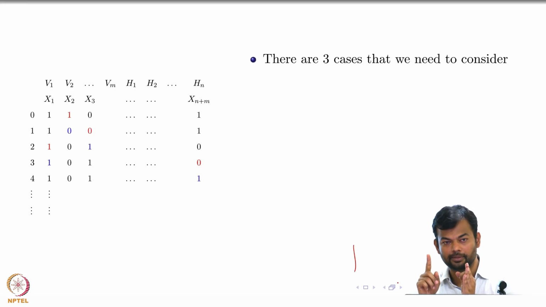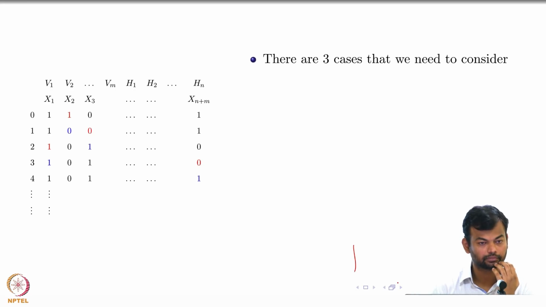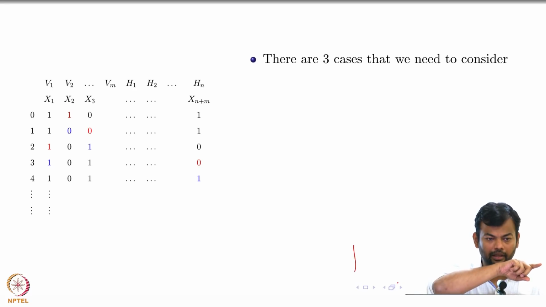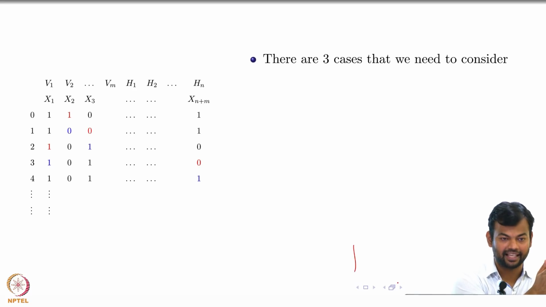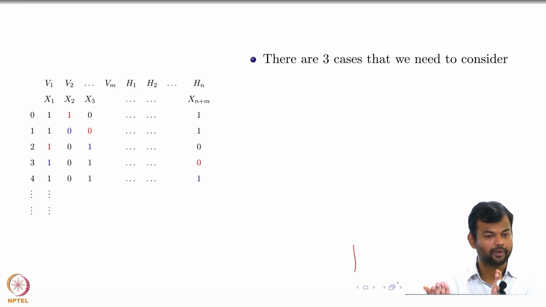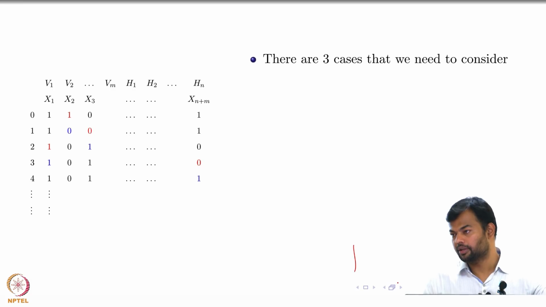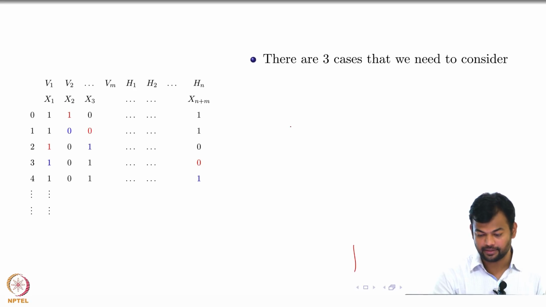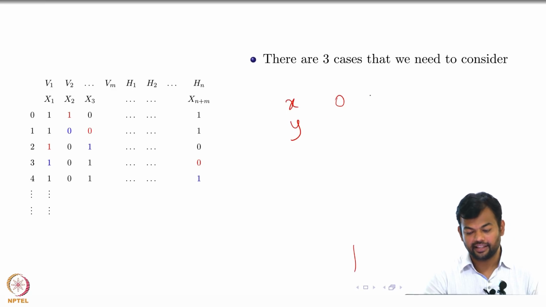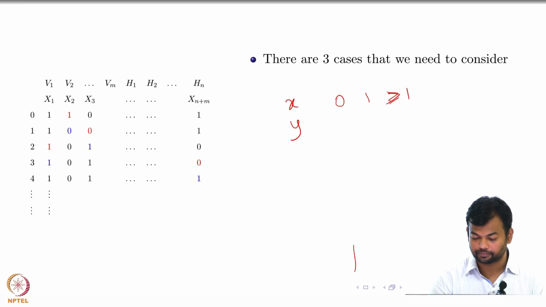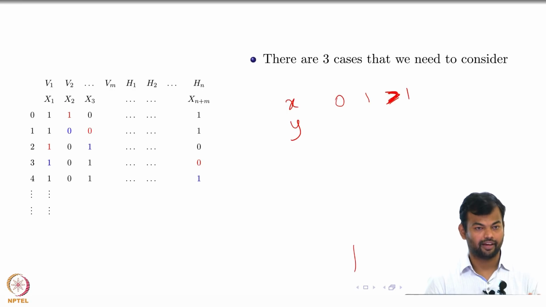Are there any more cases possible? No, it could be visible or hidden. The same argument which I gave for visible, that if it was less than n, then it's easy to compute, holds for if it was between n plus m. So I'm saying there are three possible cases. One is when x and y differ in zero values, that means they're exactly the same. The other case is when they differ in exactly one value. And the third case is when they differ in more than one value. This covers everything. There's no other case possible here.